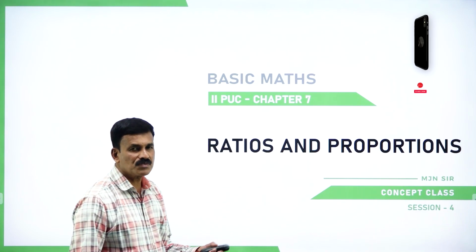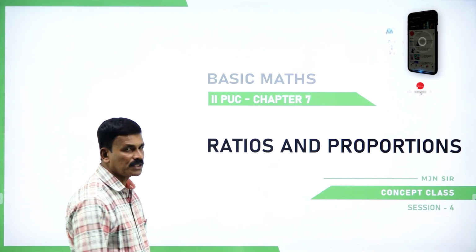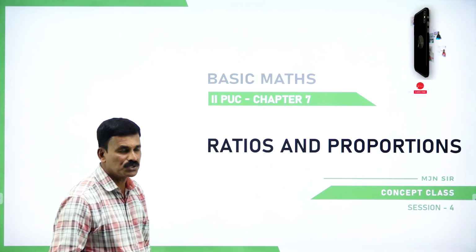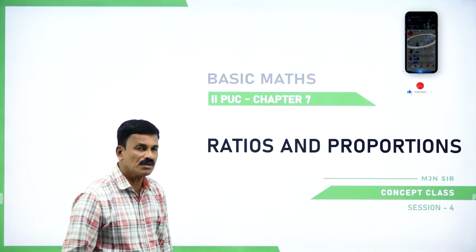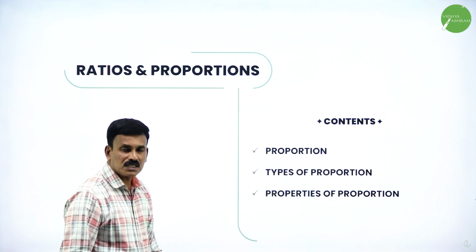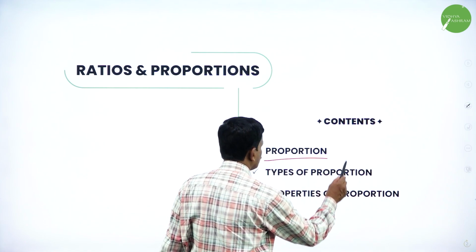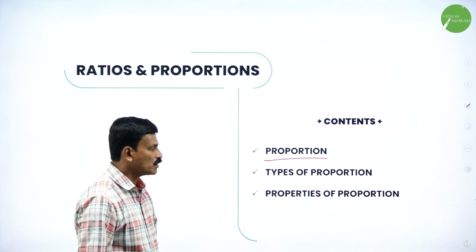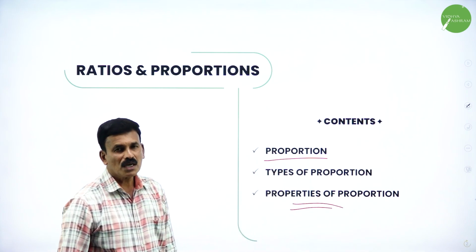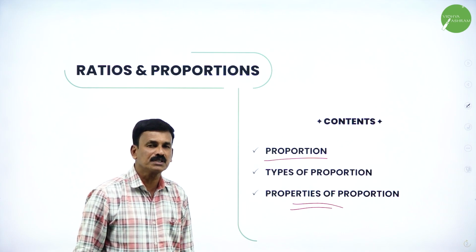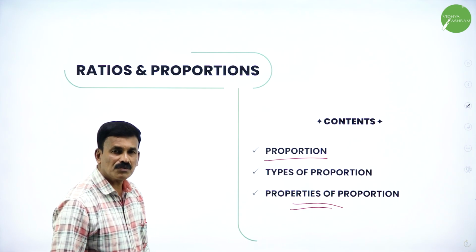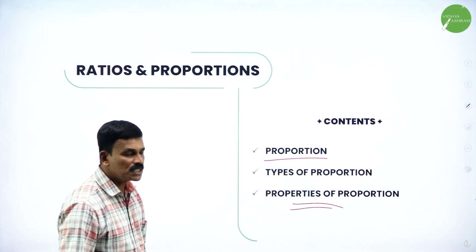In my previous class, we discussed the first part of the chapter, that is ratios, the definition and different types of problems based on ratios. Now today in this session, I am going to discuss the second part of the chapter, that is proportions. We are going to study the definition of a proportion, the different types of proportions, and the properties of a proportion. Now let us know what is meant by a proportion, with an example.